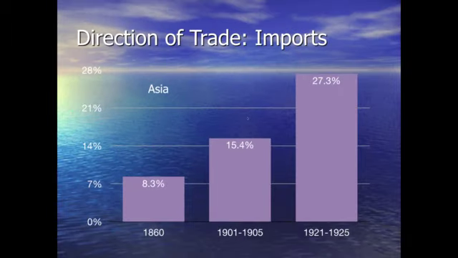And you can see here a dramatic increase in the importance of Asia in import trade in the United States, going from 8% in 1860 to 27.3% in the post-World War I period. So what we end up seeing here is from the import-export side that Europe is becoming less and less important as a trade partner to the United States, and we are developing new markets, in particular in North America, especially with Canada, and with Asia, both on the import side and the export side.